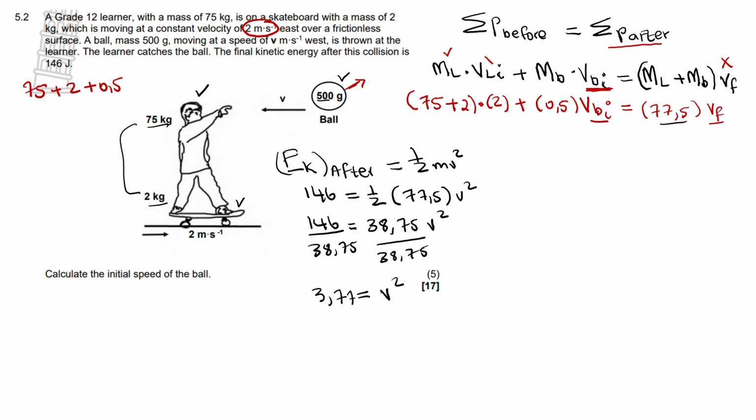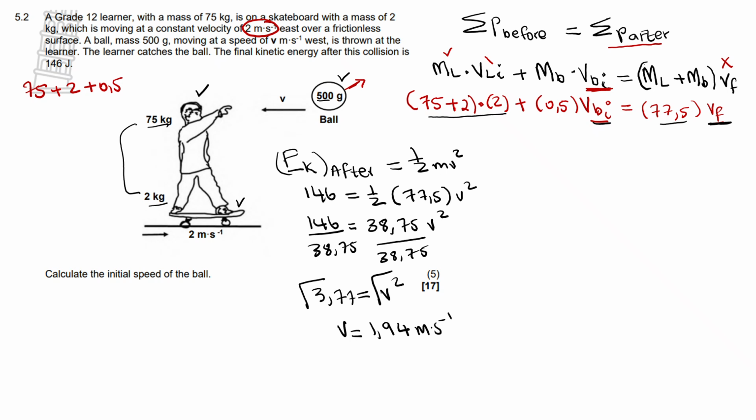So what is the square root of that? Gives us 1.94. So when you square root both sides, you'll have your v to be 1.94 meters per second. So now we have this v, the final velocity after the collision. We can just go back and substitute and solve for the initial velocity of the ball. I hope this makes sense. So we just have to work out this part and also substitute that.